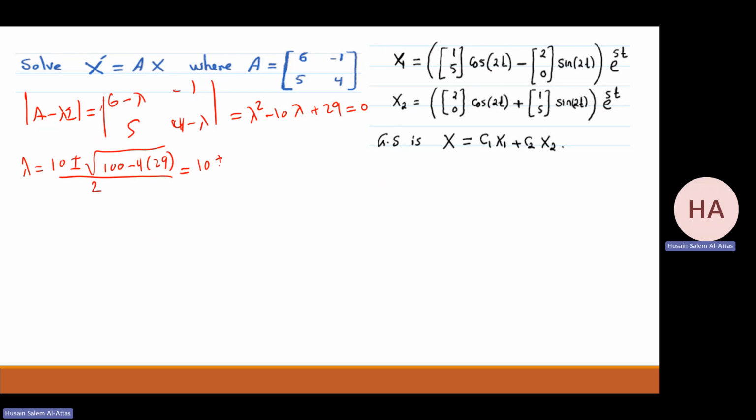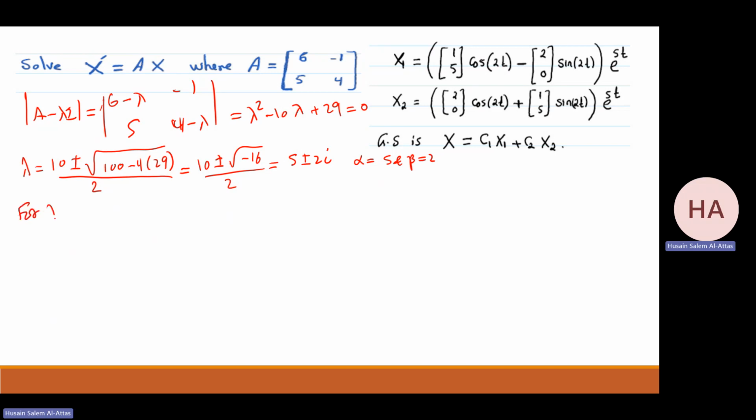That will be 10 plus or minus. 4 times 29 is what? 4 times 30 is 120 minus 4. This is 116. That will be square root of minus 16 over 2, which is 4. So it will be 5 plus or minus 2i. So alpha equals 5 and beta equals 2. This is what I need.